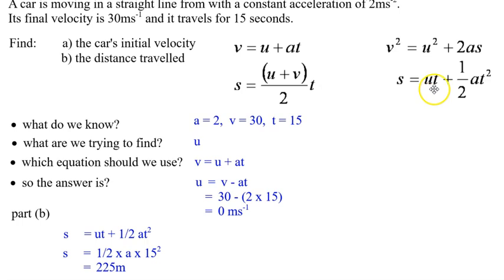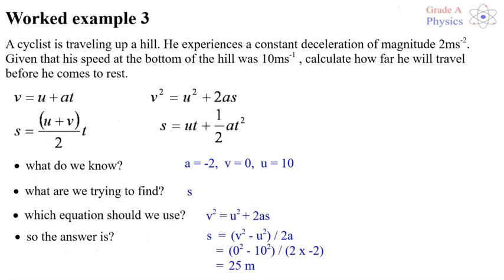But I've decided to use s equals ut plus half at squared. In this case, we found u is 0 already, so this is quite useful. u times t, 0 times t is going to be 0, and this we will find later on is a very, very useful simplification. Very often ut we can just remove from the formula. So this actually simplifies it to half at squared. So half multiplied by a, we're given a, I think, half times by 2 times by 15 squared, and we should get the answer of 225.